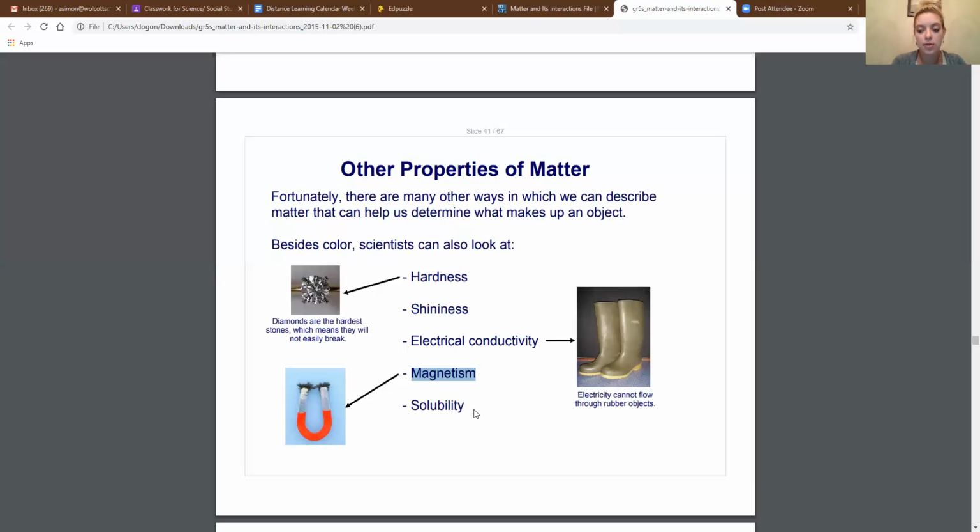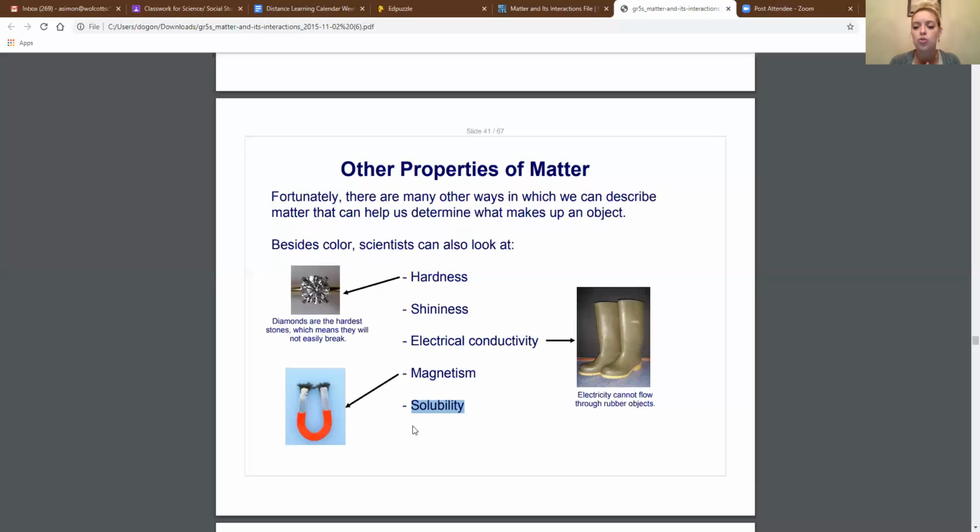And the last one that we're going to talk about that scientists look at is something called solubility, okay? Solubility is just if it dissolves in water. So if something is soluble, it means it dissolves in water. If we think of things that might dissolve in water, if you ever get sick and you have to take the Alka-Seltzer tablets, you drop it in water and it bubbles and it dissolves.